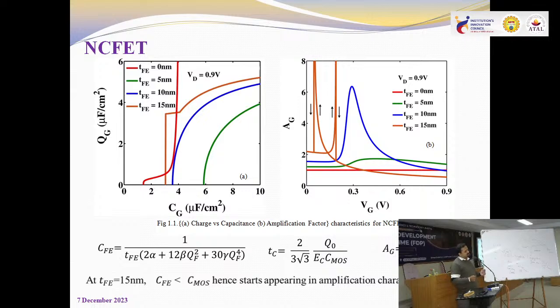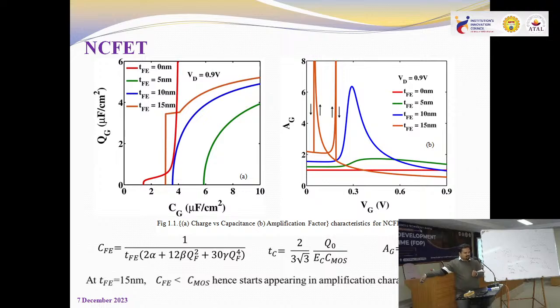So what should I say for my digital application, because I am targeting the digital application? My critical thickness is 10 nanometer. I should not exceed the thickness beyond 10 nanometer. If I increase it beyond 10 nanometers, the hysteresis comes into the device. And there is an expression for TC. This is 2 by 3 root 3 Q naught upon EC into CMOS.